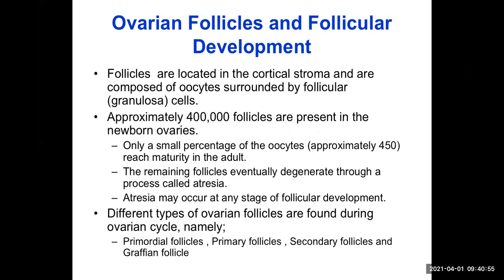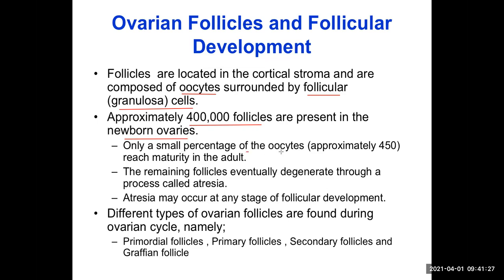Let's talk a little bit in detail here. These ovarian follicles are located in the cortex. We all know that. They are composed of oocytes, which are surrounded by follicular cells. Follicular cells are also known as granulosa cells. So the oocyte is present in them in the developing stage. Approximately 400,000 follicles are present in the newborn ovaries.